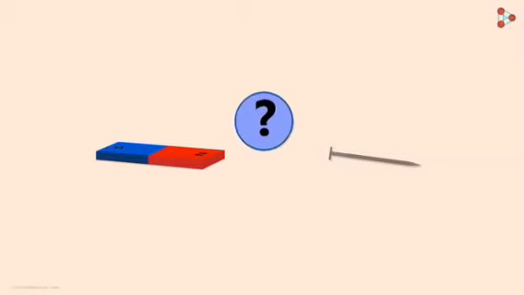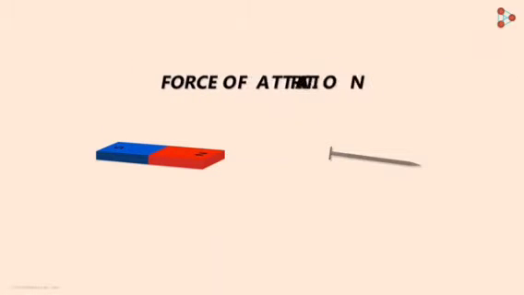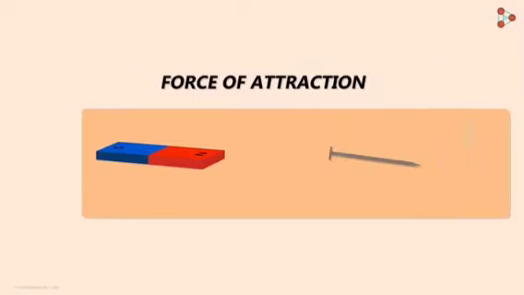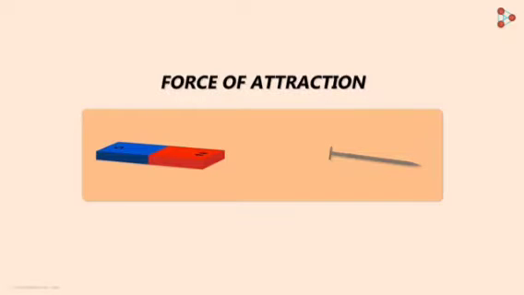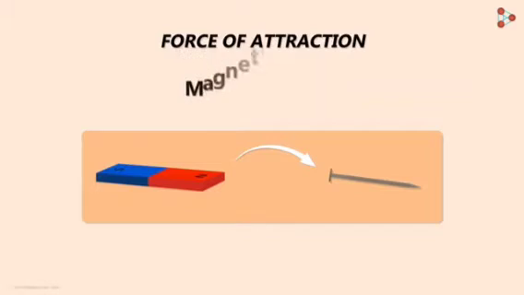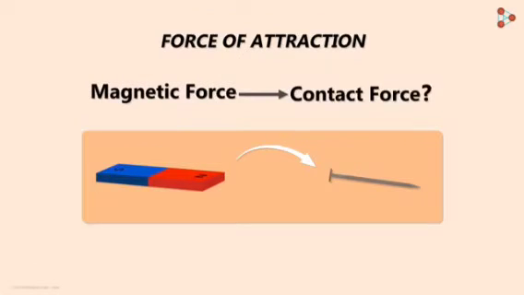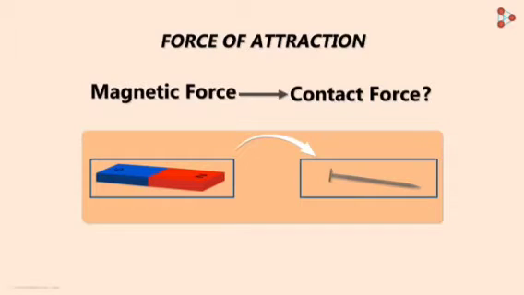So why does an iron nail stick to the magnet? This is because of the force of attraction that binds the magnet and the nail together. This force is applied by the magnet on the nail and hence it's called a magnetic force. Here is one interesting question that I want you to answer. Is magnetic force a contact force? In other words, is the contact between a magnet and the nail necessary for the magnet to attract the nail?